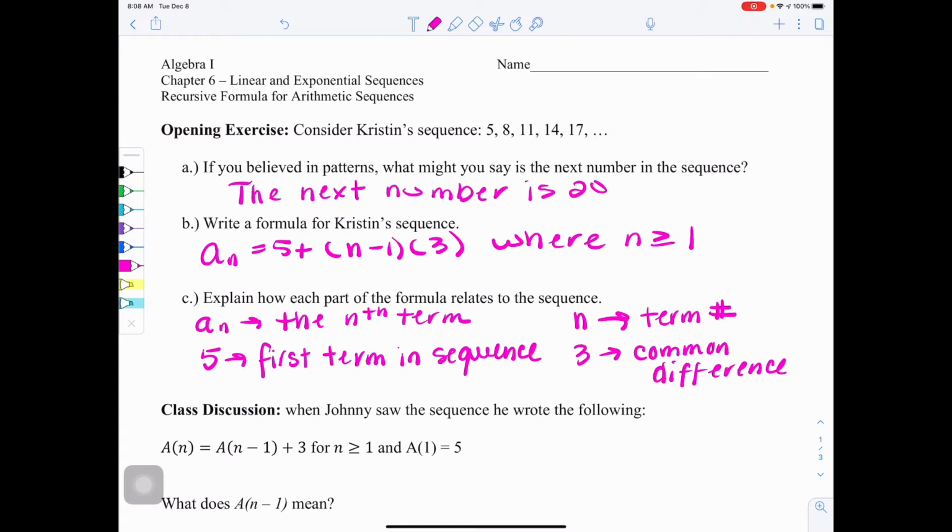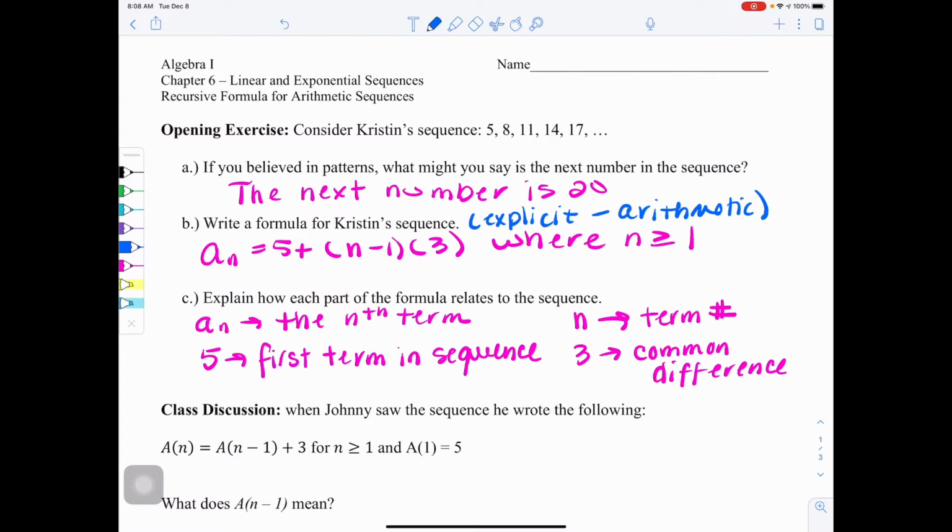In B, write a formula for Kristen's sequence. So for this, I want you to think about the explicit formula that we learned for arithmetic sequences. I used that formula and substituted 5 in for the first term and 3 in for the common difference. Don't forget to state where n is greater than or equal to 1.